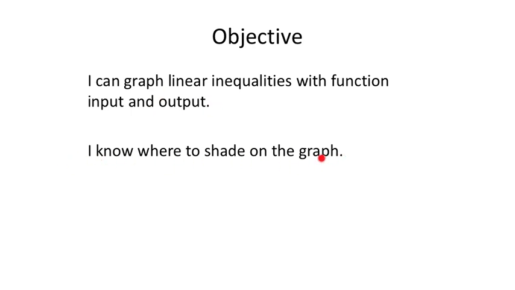That's going to be important for us because we've never actually had to shade a graph. When we were looking at linear inequalities with just one variable, we're just looking at which direction the line goes. Now we have to look at a two-dimensional graph and then shade an area of that graph. We'll talk more about that.